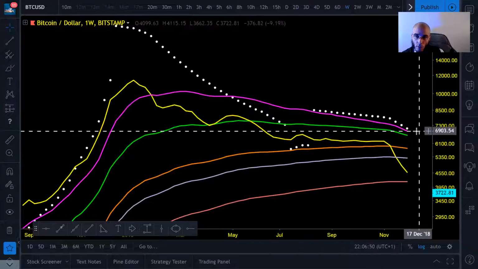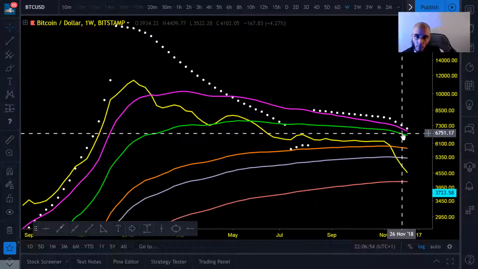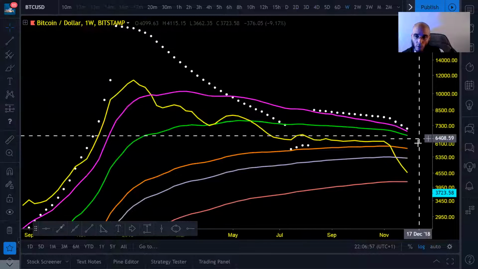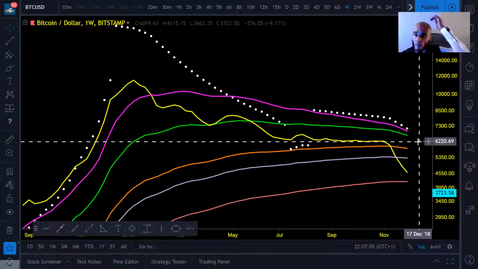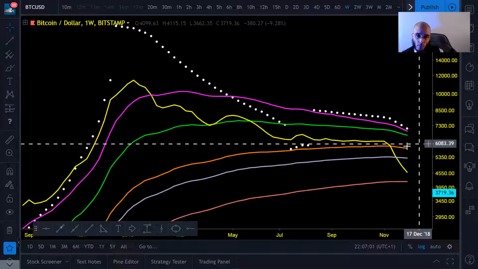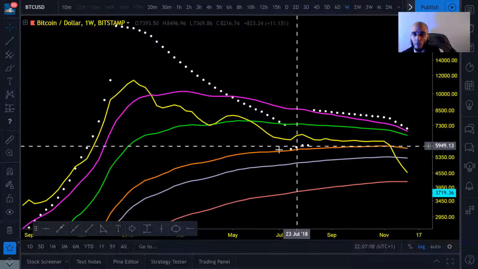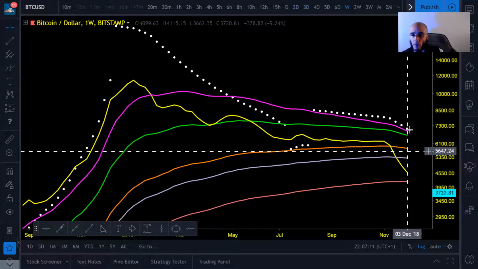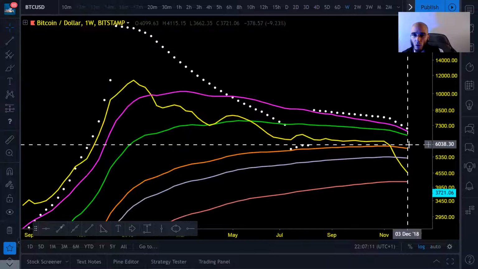Stop and reverse are pointing down, and most of the moving averages, as I said, are pointing down. So this is a bear. This is the definition of a bear market according to the 1 week chart, and not looking good. Here the stop and reverse did get hit, but now you're a lot below the stop and reverse, and it's not likely to hit them anytime soon.